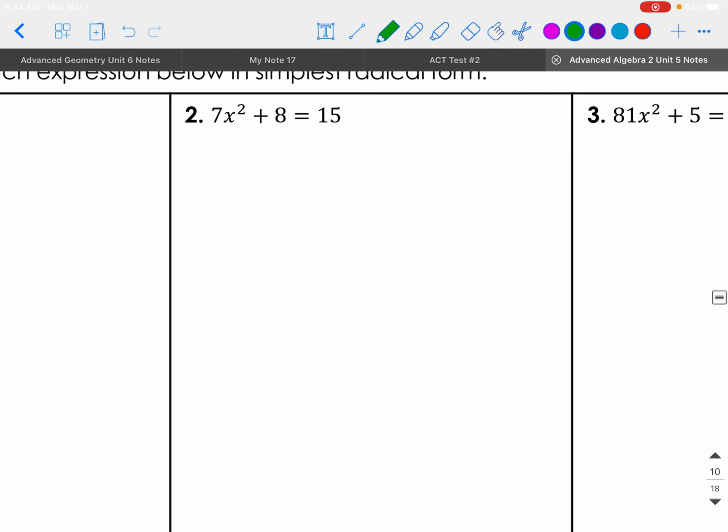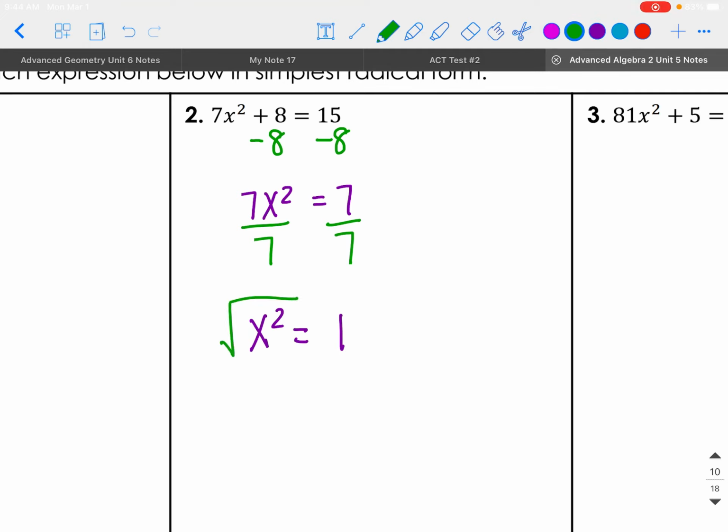Number 2, let's subtract 8 from both sides. 7x squared equals 7. Dividing by 7. X squared equals 1. And taking the square root, x equals plus or minus 1.